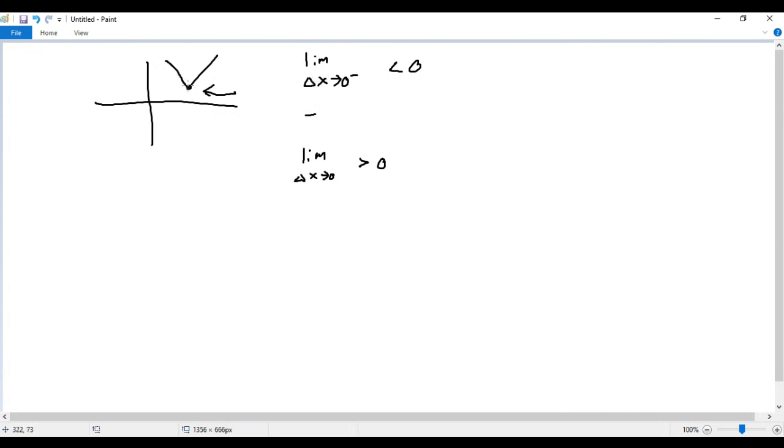So you can't take the derivative of a function at a sharp turn like this, such as an absolute value. It can be a very sharp curve. This is still fine. You can still take the derivative here. But a sharp turn, like an absolute value, no.